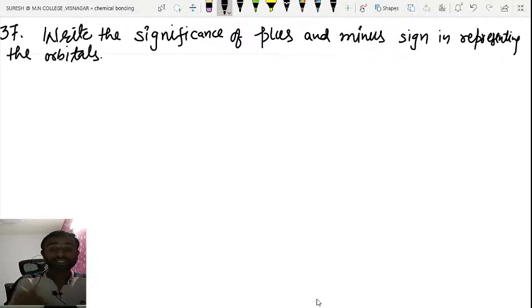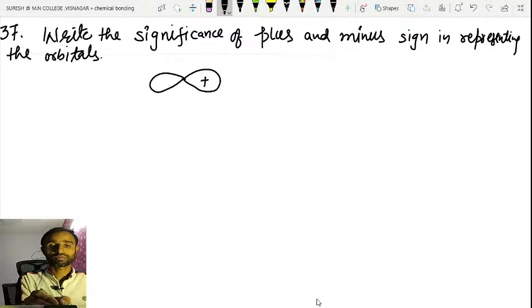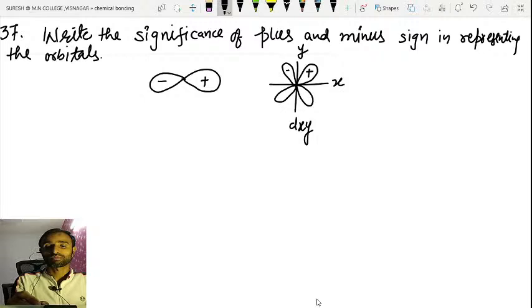So tell me, what is the significance of plus and minus sign in representing the orbitals? Like in p orbital, plus and minus. What is the significance of these plus and minus signs? We have done that part. In dxy, x into y, plus plus, minus minus, minus minus, plus, and plus minus minus. So what is the significance of these?